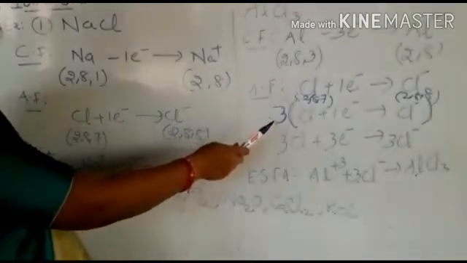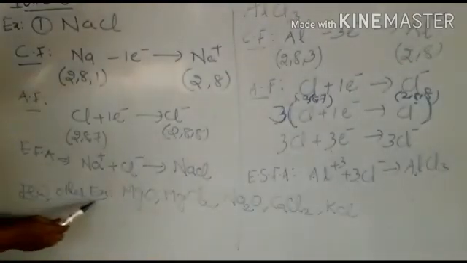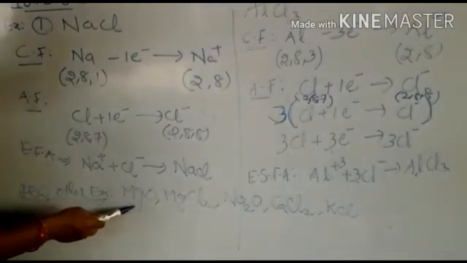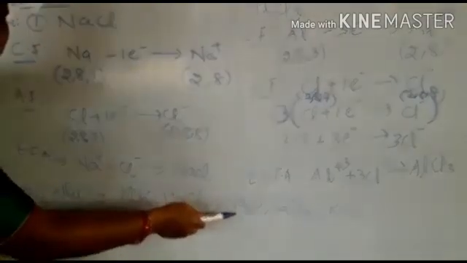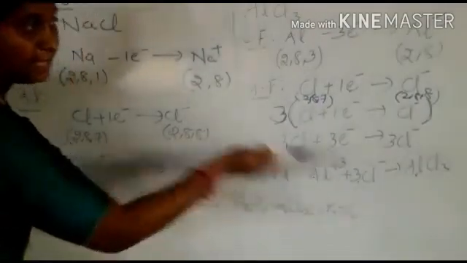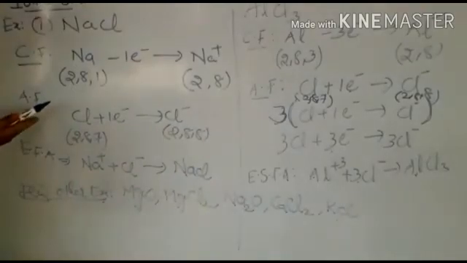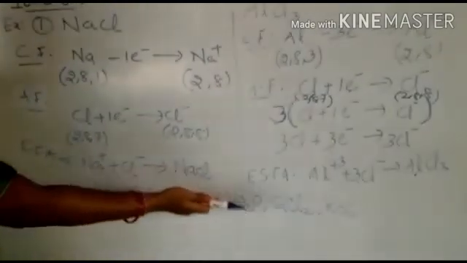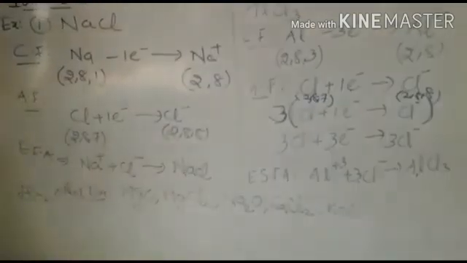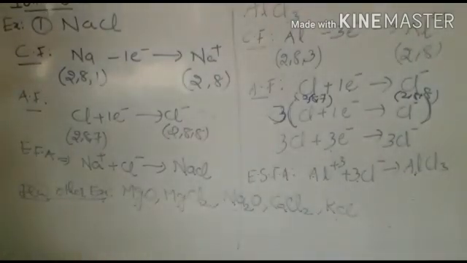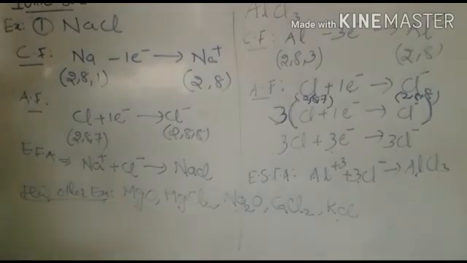With the help of these two examples, you may practice a few other examples like MgO, MgCl2, Na2O, CaCl2, and KCl in the same way: cation formation, anion formation, and electrostatic force of attraction between oppositely charged ions leading to ionic compounds. You may practice all these examples on your own based on these two examples. Okay, thank you, students. Next we will continue in part 3.